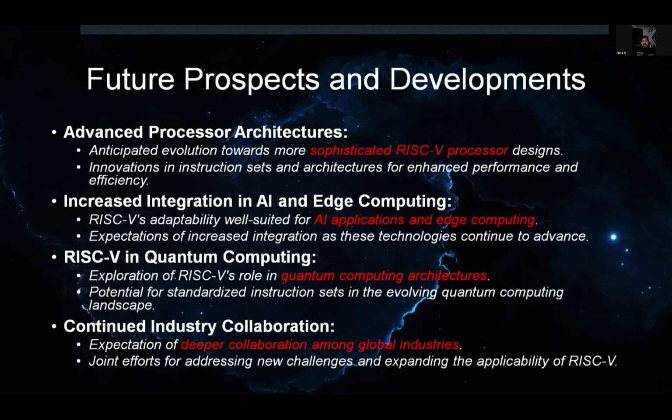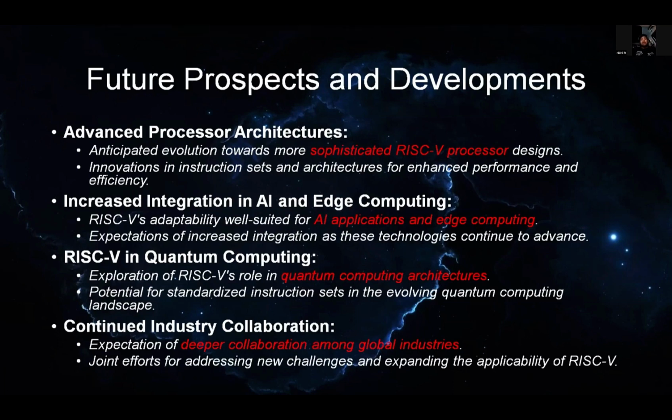Future prospects, just to skim through: we are going to be seeing advanced processor architecture. We already see a lot of companies that are using RISC-V. They have hundreds and thousands of cores in chips already that are server class. We're going to see increased integration in AI and edge computing. As I mentioned, it's customizable. So if you want a chip designed specifically for AI applications, you can customize. You can make sure you develop it for edge computing capability.